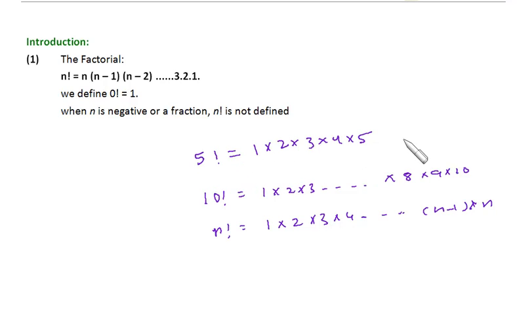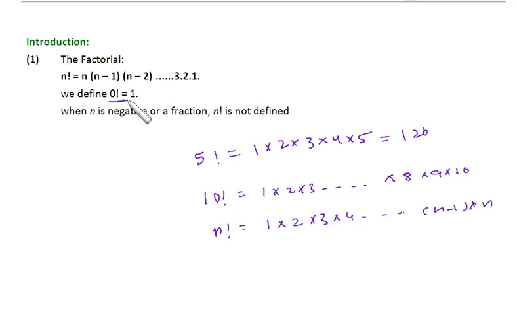So what is the value of 5 factorial over here? 5 fours are 20, 20 threes are 60, 60 twos are 120. So the value of 5 factorial is 120, right? So I hope you are clear what a factorial is.